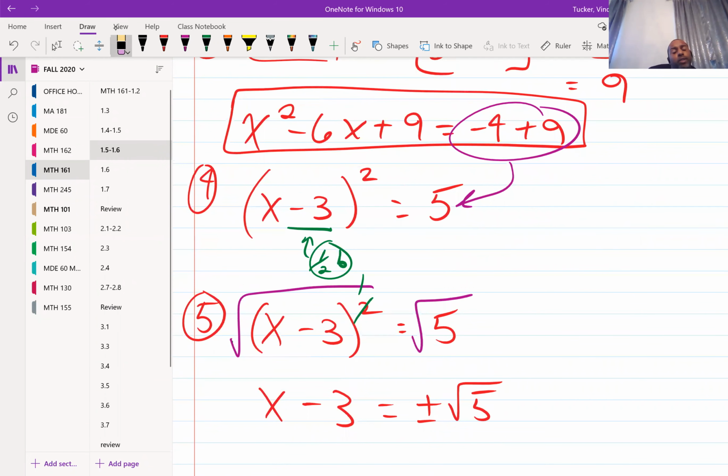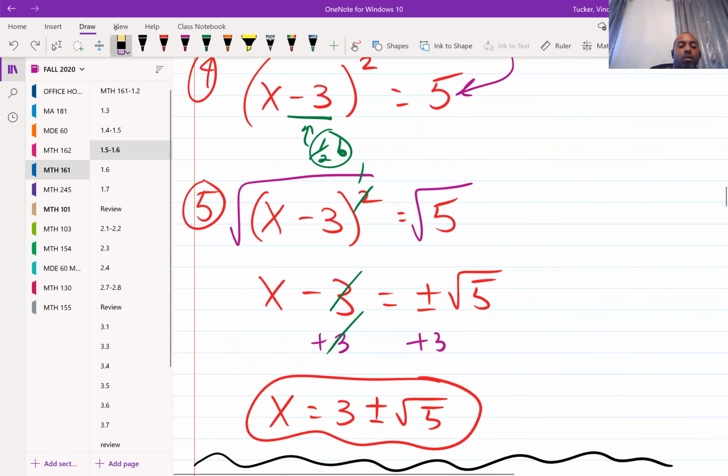Never forget, whenever you take the square root of both sides, plus or minus has to be involved on the other side, on the side that the square did not cancel out on. So that's why X minus 3 equal to plus or minus square root of 5. All right, add 3 to both sides, and our solutions, 3 plus or minus square root of 5.